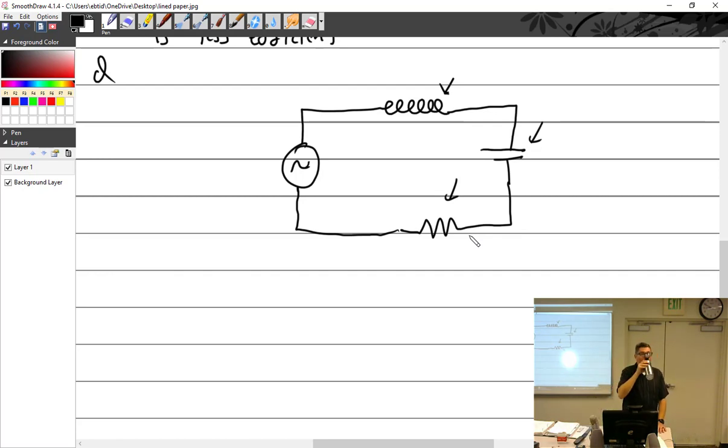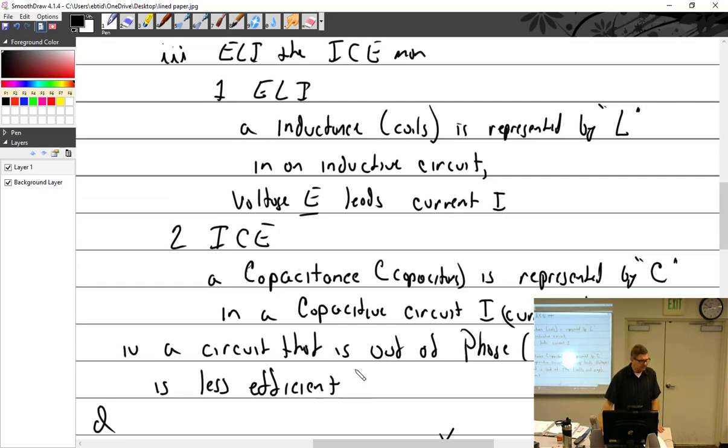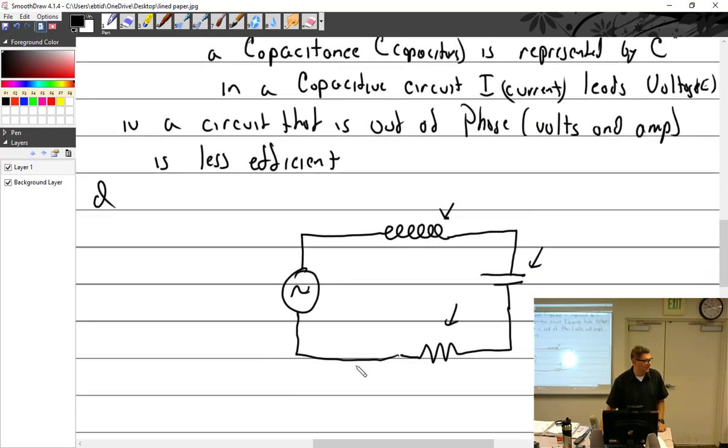Can you scroll back up? All right, so why is it the opposite with capacitors? Well, a capacitor, I'm going to scroll down for a minute. I'll go back. I'll give you time.